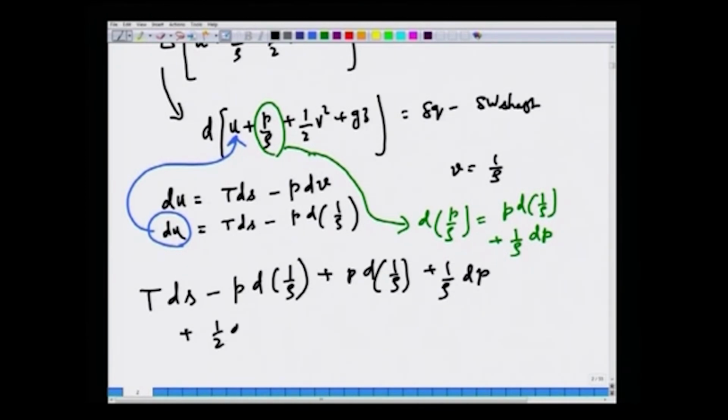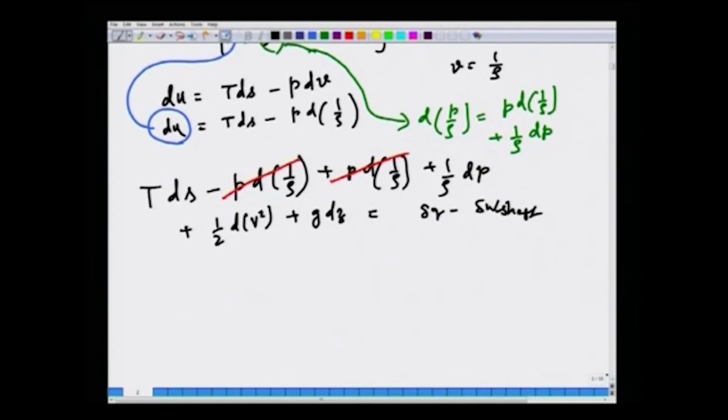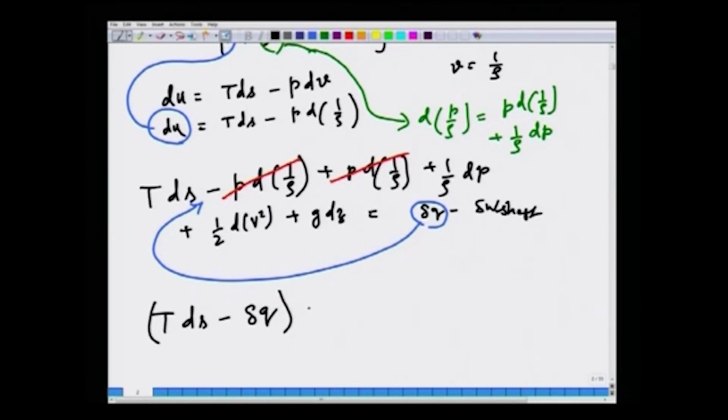plus half dv squared plus g dz is del q minus del w shaft. Now, these two terms will cancel each other, and I am going to bring the del q to the left side to get T ds minus del q plus dp by rho plus half dv squared plus g dz is minus del w shaft.